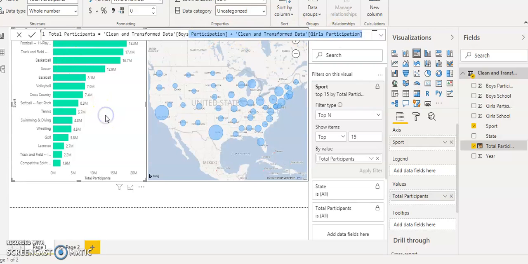So here we can see the number of participation in football is the highest. Similarly, the top 15 sports are here, and I have created a filter for this. So you can see here.